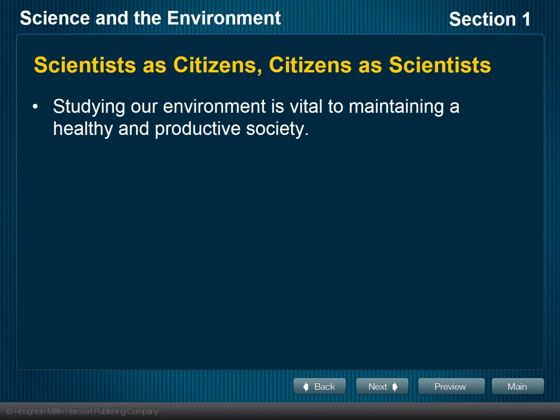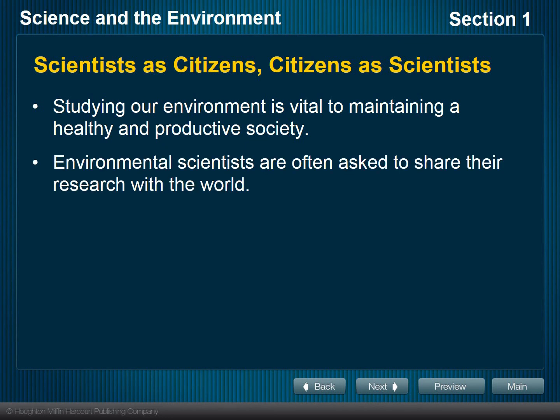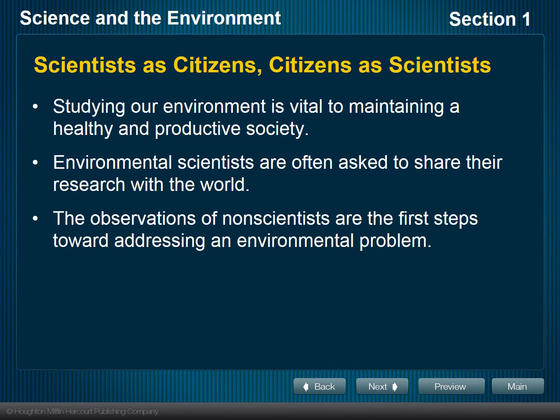Governments, businesses, and cities recognize that studying our environment is vital to maintaining a healthy and productive society. Because of this, environmental scientists are often asked to share their research with the world. However, the observations of non-scientists are the first steps towards addressing an environmental problem.